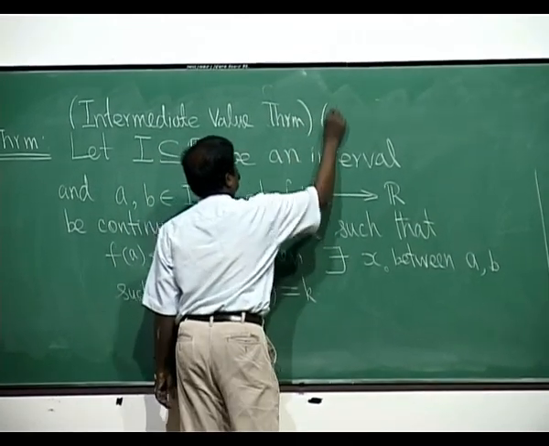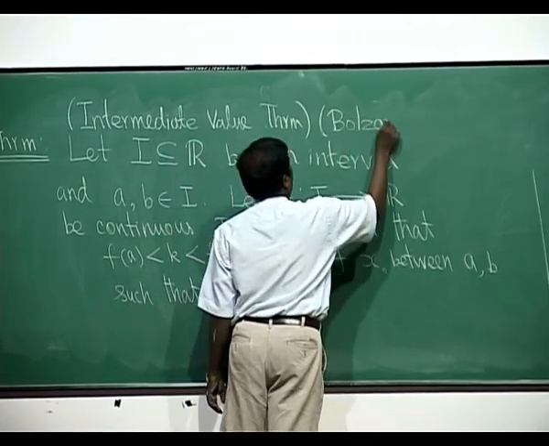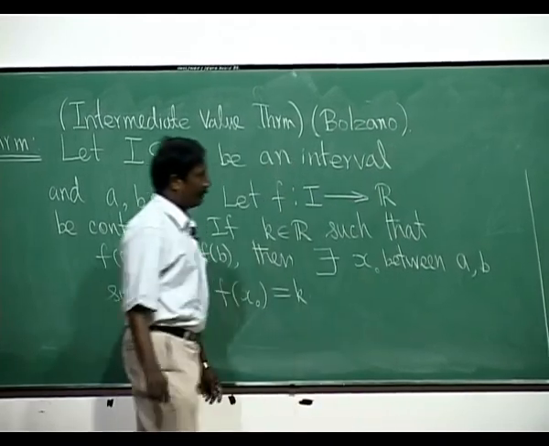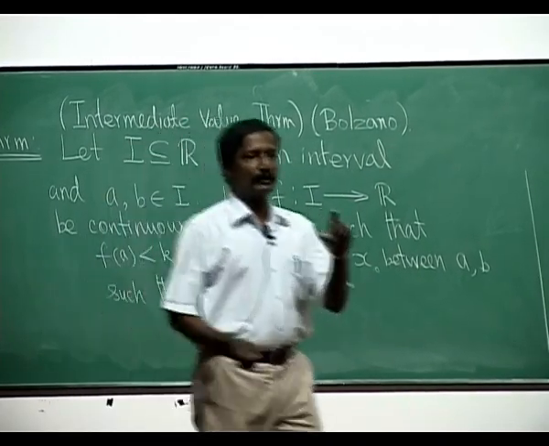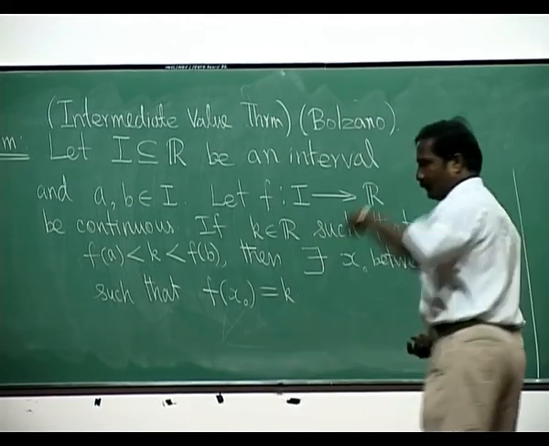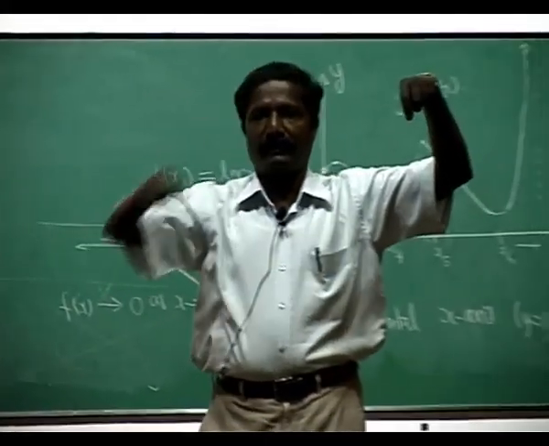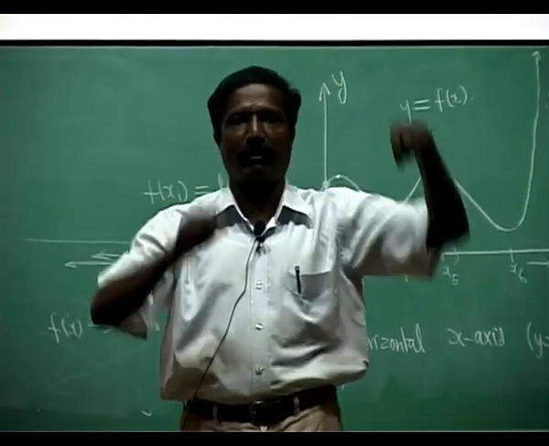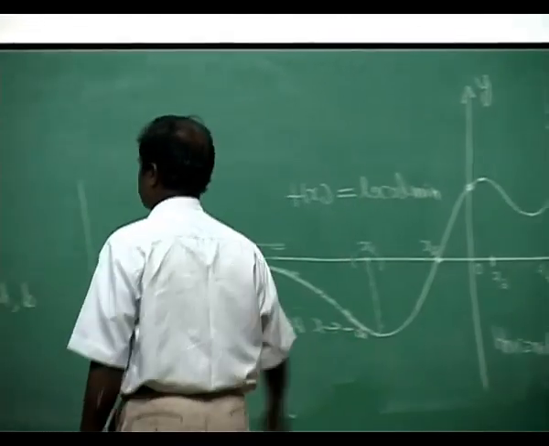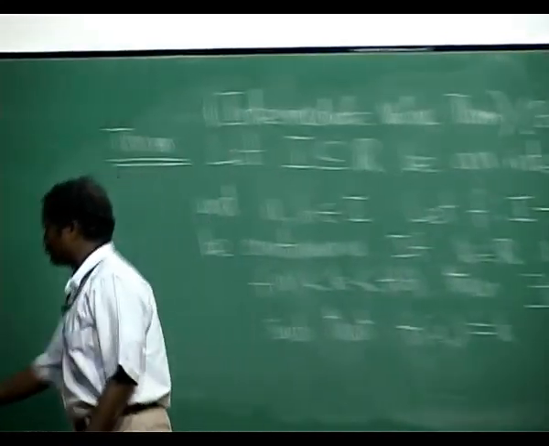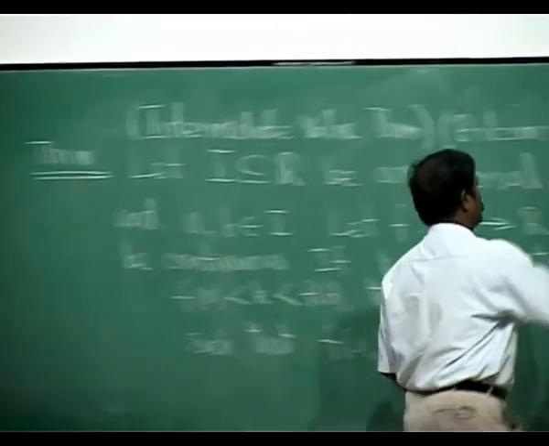This is due to Bolzano. This helps us to identify if f is positive at one point, negative at one point, it has to have a 0 in between. That helps a lot in identifying many things. So let us see.